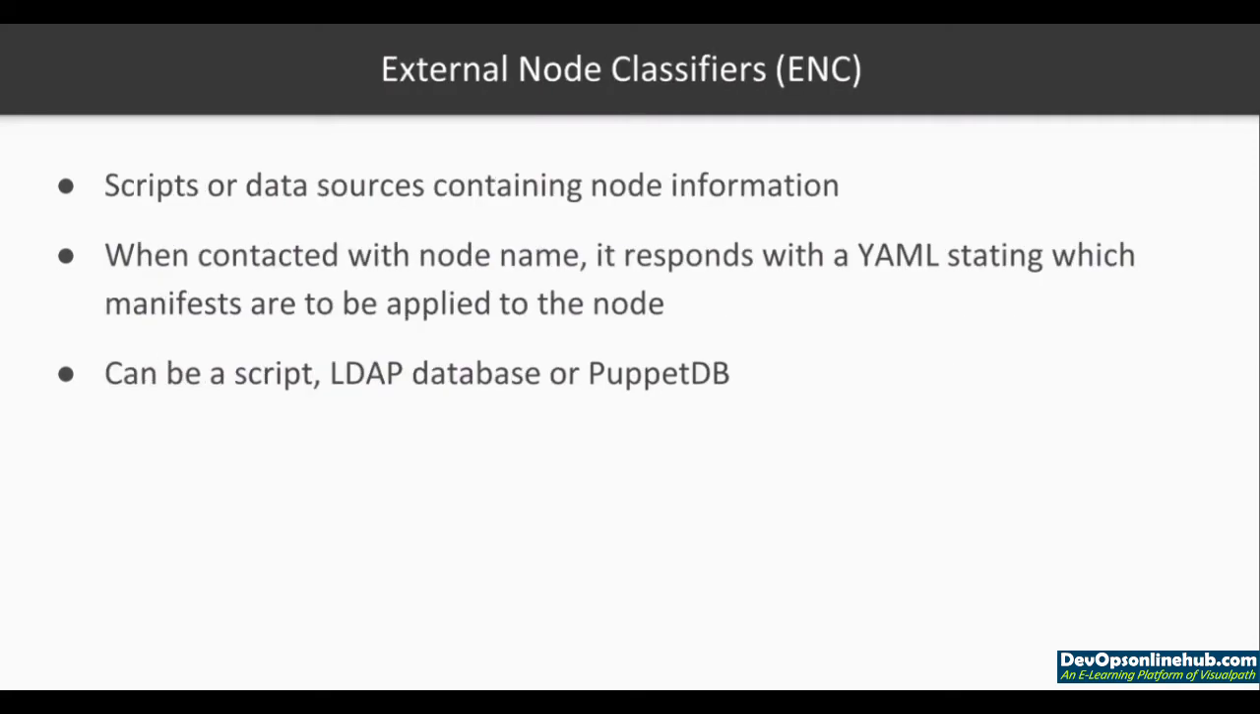External node classifiers. External node classifiers, or ENCs, are scripts or data sources which tell the Puppet master which manifests are to be applied to a node. External node classifiers can be scripts in different programming languages, an LDAP database, or Puppet DB. The ENC is provided with the node name, and a YAML document is provided by the ENC in return, describing the manifests to be applied to the node.